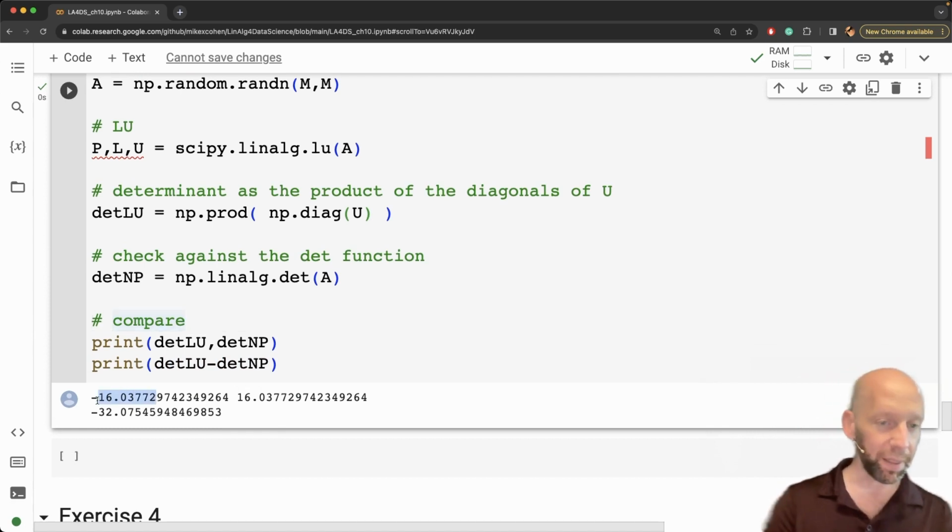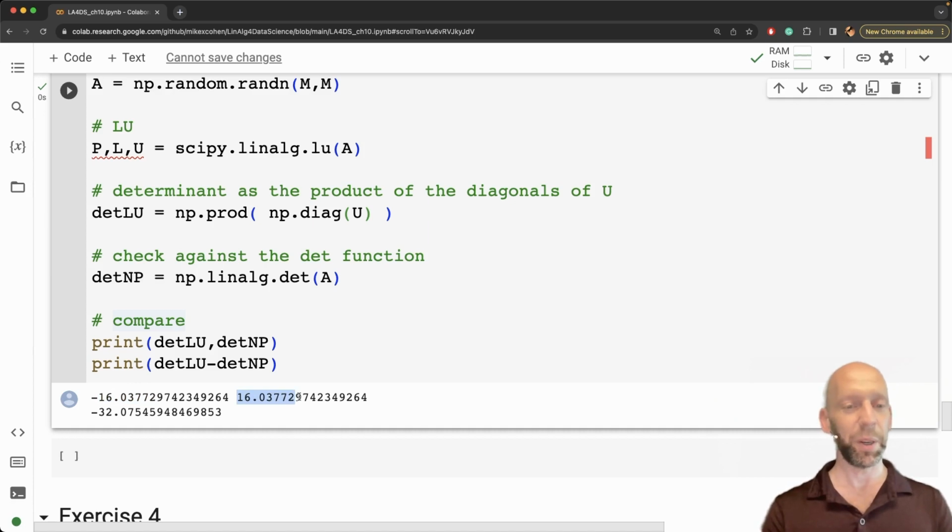Here we get 16.037, and here is plus 16.037. So of course the difference between them is minus 32. That's pretty weird. Let's try this again. Okay, so here we get 17.8, 17.8, and the difference is 0.